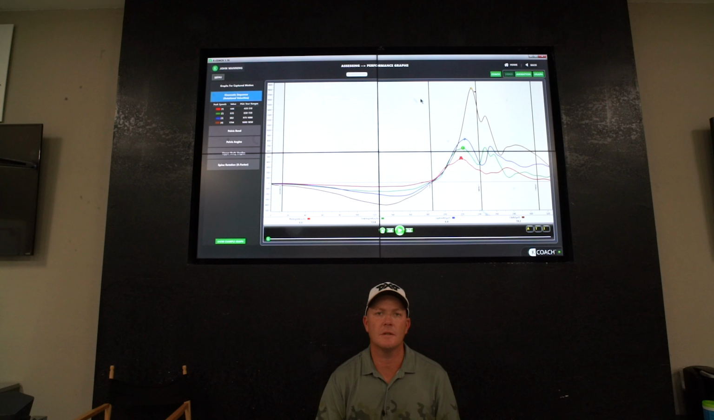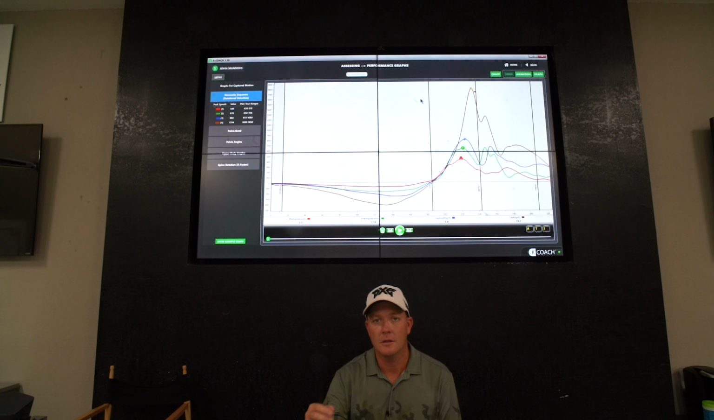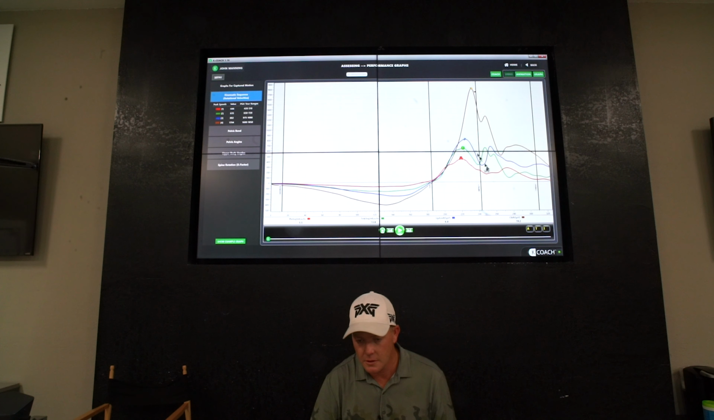The last portion of kinematic sequence that we analyze here at the lab is the deceleration pattern. And when we say pattern, we're talking about the shape of the curves, and when we say sequence, we're talking about order of operation. So let's take a look here at our first golfer.